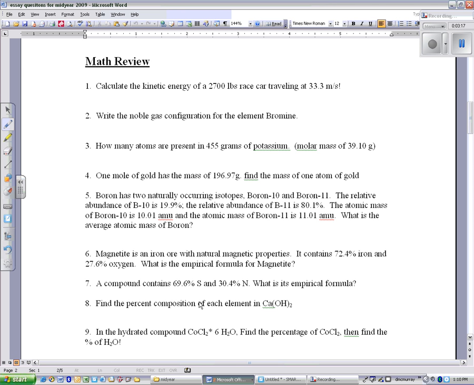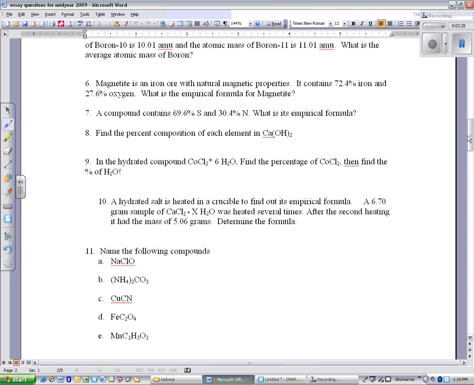There'll be some type of empirical formula, whether it be one like number 6 here, which is the magnetite and the percents to find the empirical formula there, or if we look at something like our hydrated salt example, you could expect something like one or the other, without a doubt. You will have to name a few compounds. You will have to know the charges that are present on any column of a periodic table. Of course, you'll receive a periodic table, and you'll receive an equation page as well.